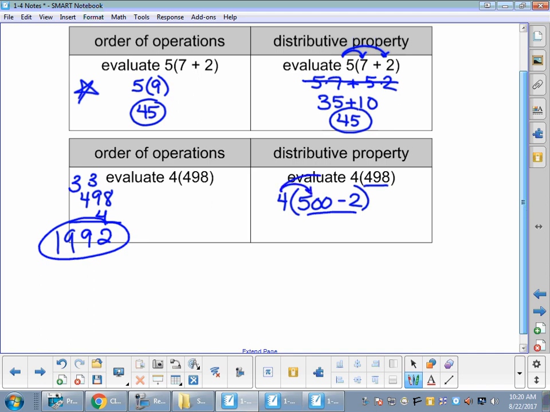When I use the distributive property, 4 times 500 is 2,000, and 4 times 2 is 8, and 2,000 take away 8 is 1992 again. So I know you guys all have calculators, so it's hard to understand that. But that process is really nice when you don't have a calculator handy.